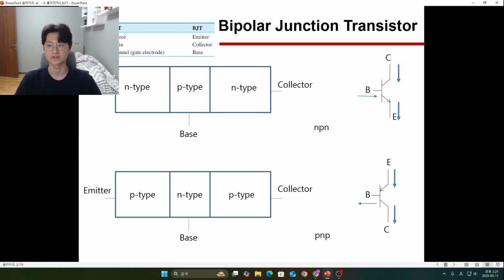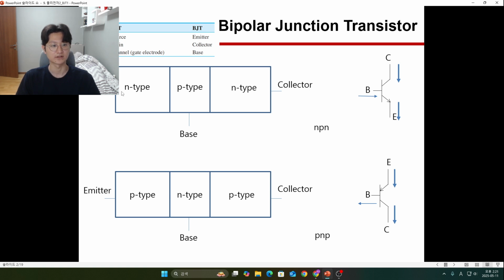A bipolar junction transistor means two types of PN junction, like this, and we use this junction part to transport carriers to flow current. This is a kind of BJT, bipolar junction transistor. This is an NPN transistor, and this one is a PNP transistor.